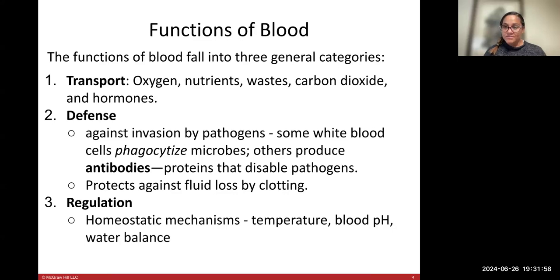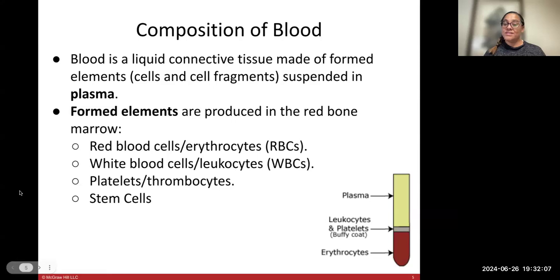And then regulation, ever-present homeostasis. Temperature, blood pH, water balance, our blood plays a part in all of that. Blood is a liquid connective tissue made of formed elements, the cells and cell fragments suspended in plasma. The formed elements are produced in the red bone marrow. You've got red blood cells, white blood cells, platelets, and their fancy science names. We'll talk about them later.